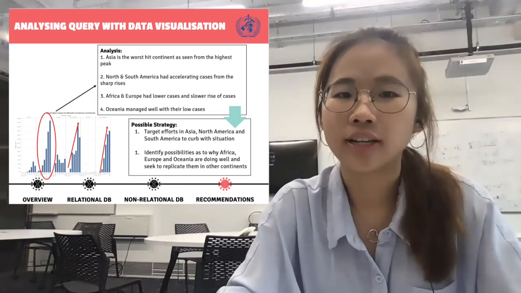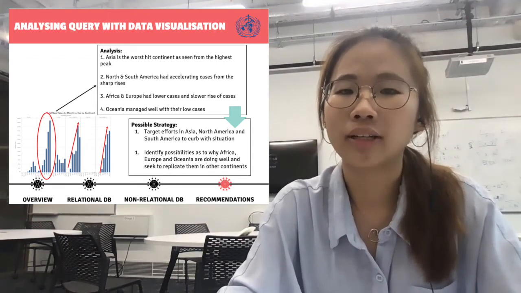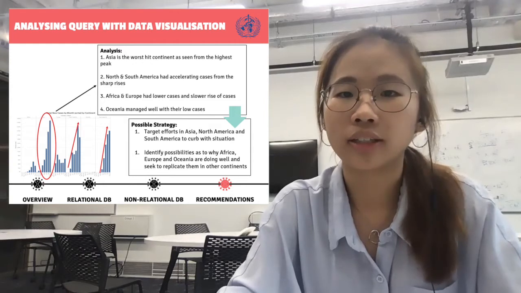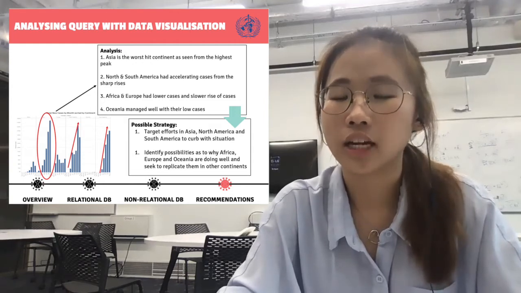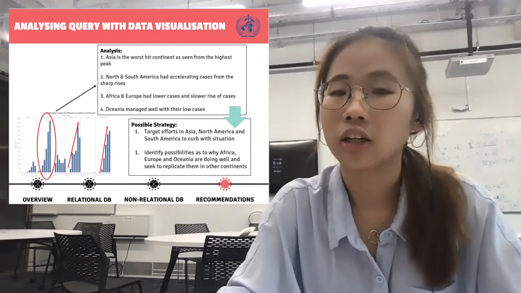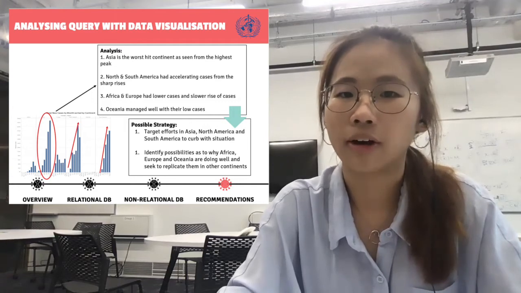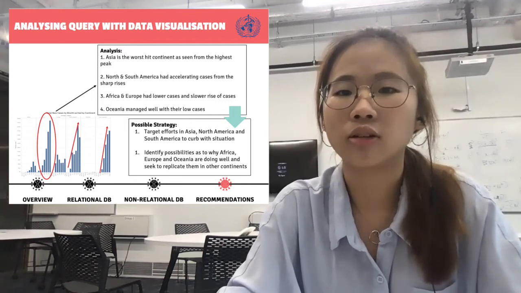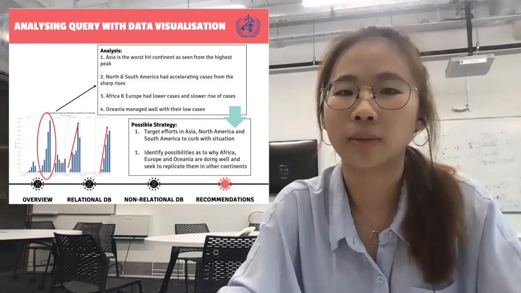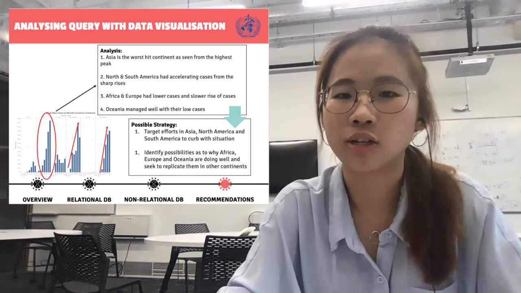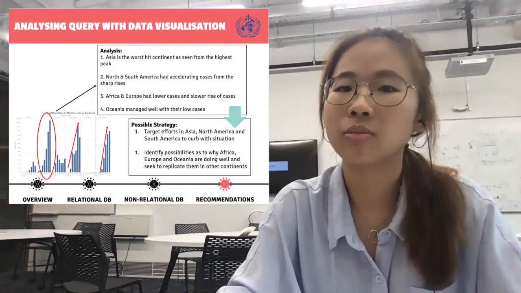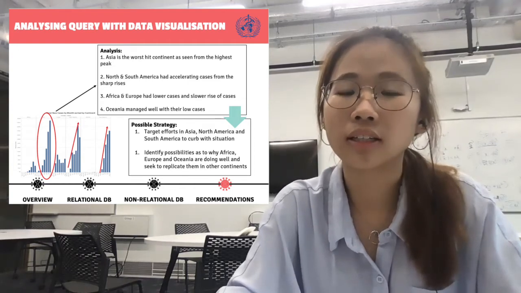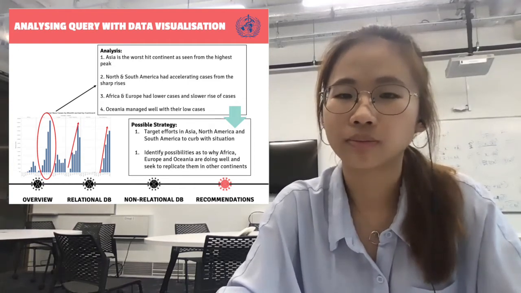Identifying such trends allows WHO to prioritize their resources in continents that require more attention, such as Asia, North America, and South America. Also, WHO can possibly look into how continents that are coping well with the pandemic are dealing with the situation, so as to generate possible solutions to help other continents that are not coping as well.